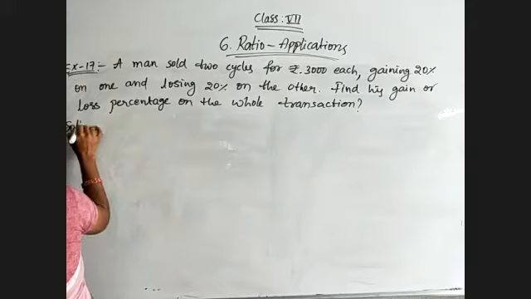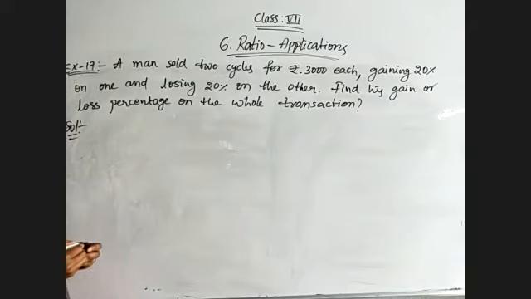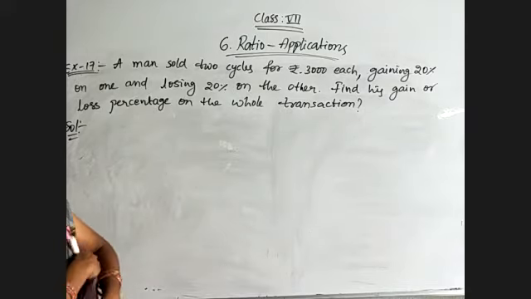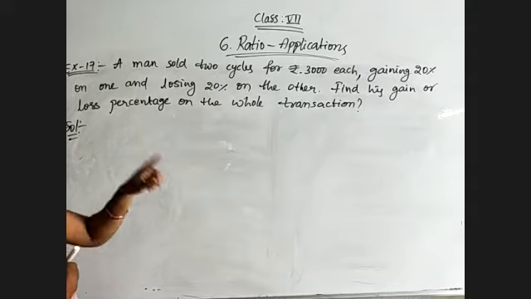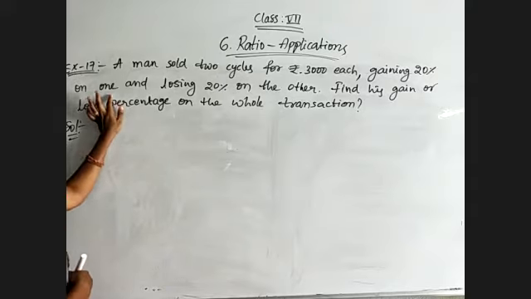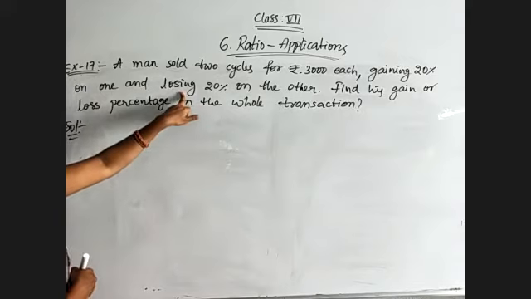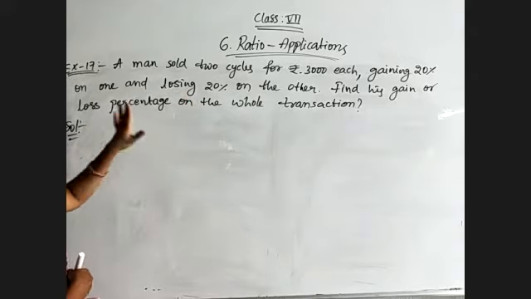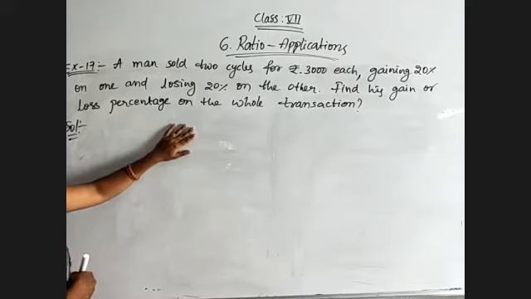Okay, observe here. A man sold 2 cycles. He sold 2 cycles for 3,000 rupees each. He is gaining 20% on one of the cycles, and on the other cycle he is getting a loss of 20%. Find his gain or loss percent on the whole transaction.